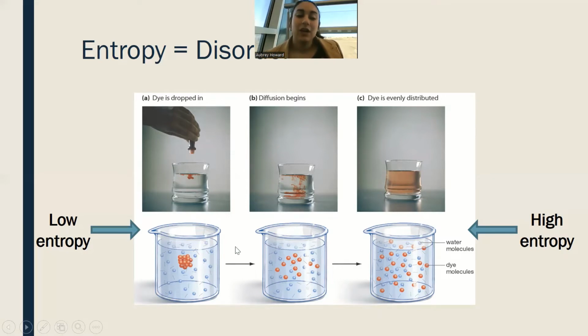And this diffusion due to Brownian movement is actually a good visualization of what entropy would be. It's nice and neat and ordered. All the dye molecules are all together. And then as this Brownian movement continues to occur, which helps diffuse the molecules from that high concentration to the low concentration, you see the mixing of that. It becomes more disordered and less nice and neat. So that's what that visualization is here.